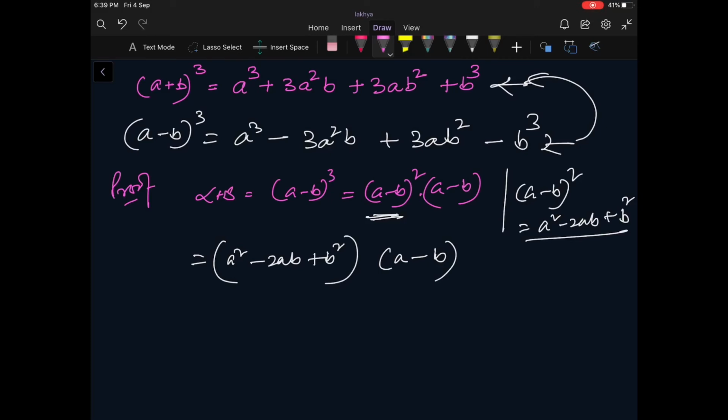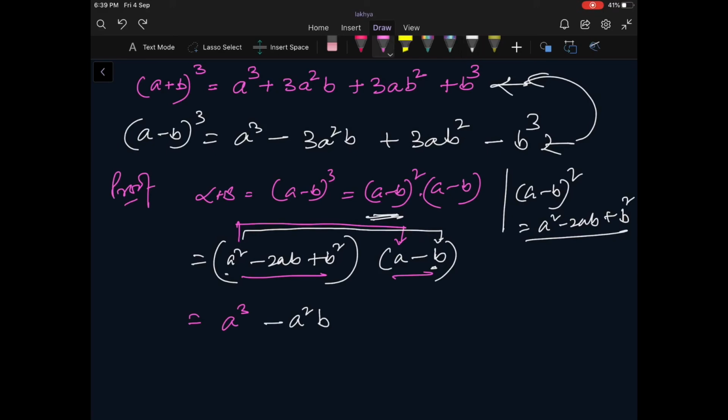Now again we need to multiply these two polynomials. So this a square into a gives a cube. Then a square into minus b gives minus a square b. Here b is negative, a square is positive, that's why it is negative.